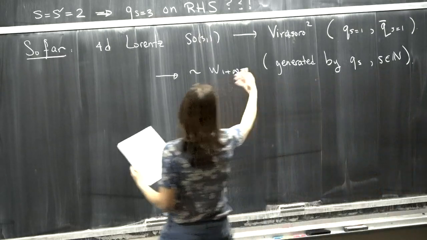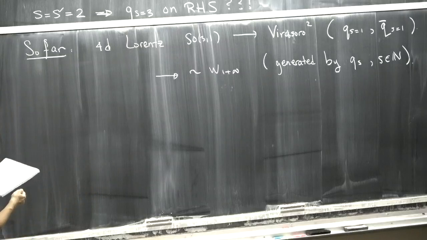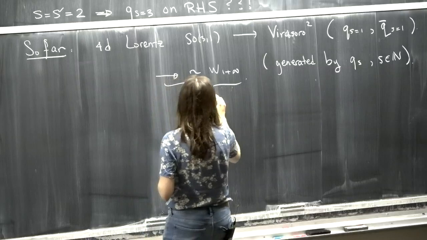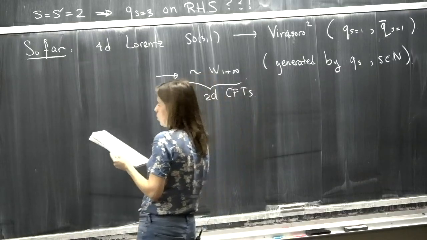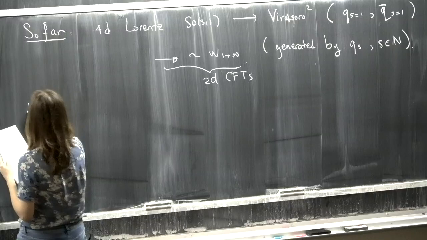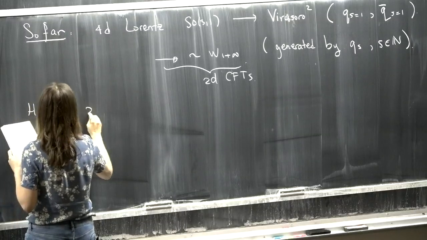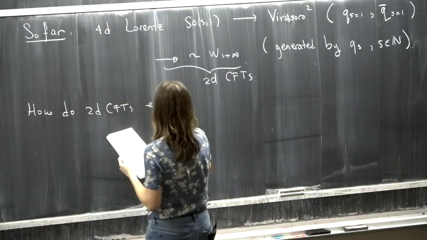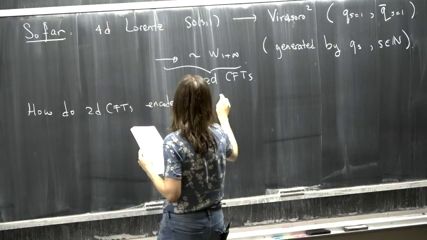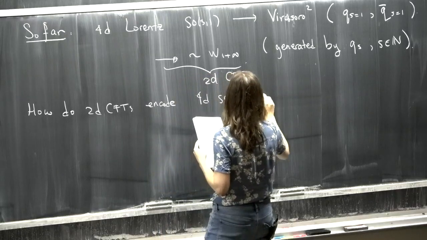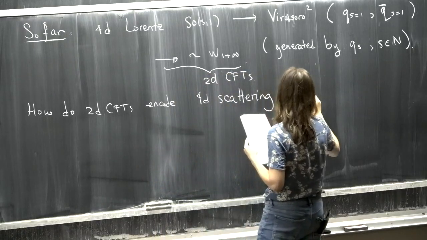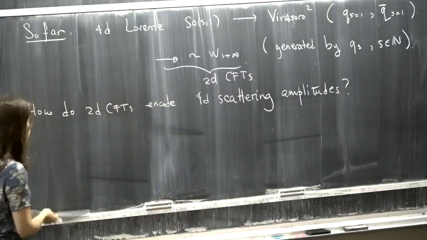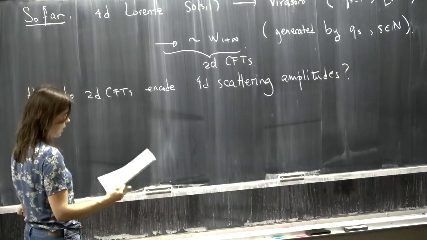Okay, so we seem to be finding more and more symmetries, but we also said that these W1 plus infinity symmetries appear in 2D CFTs. So one question that you can ask is how do 2D CFTs encode the scattering amplitudes? In particular, 2D CFT correlators, how are those related to scattering amplitudes?